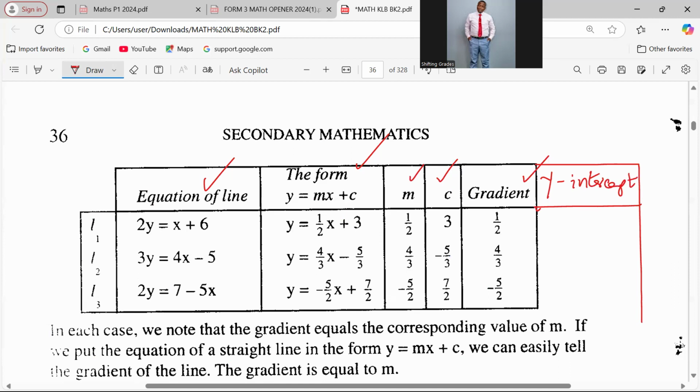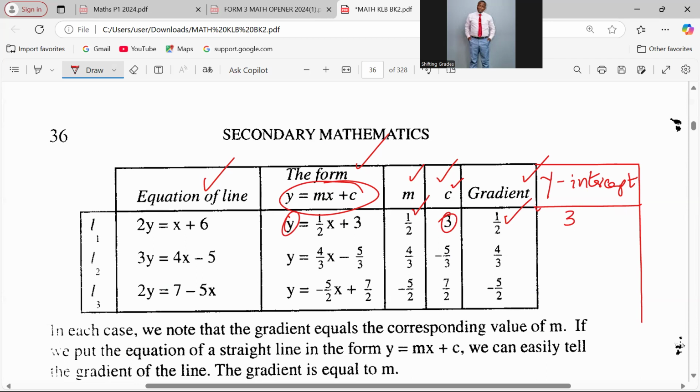Therefore, the equation is 2y equals x plus 6. When we make it the format y equals mx plus c, we need to divide by 2 throughout, so that we remain with y equals half x plus 3. So m is half, the coefficient of x. C, the constant, is 3. Therefore, for this particular line, the gradient is half and the y-intercept is 3.